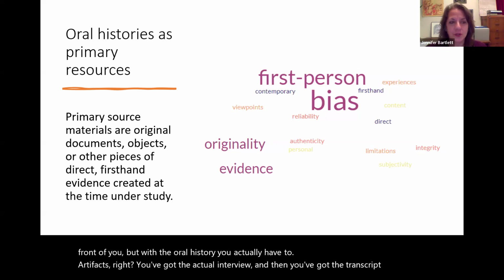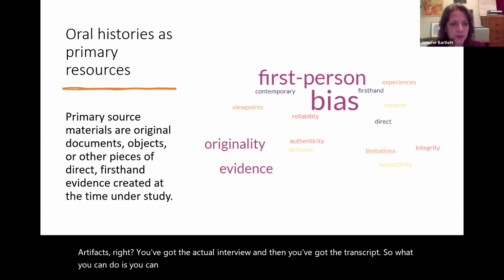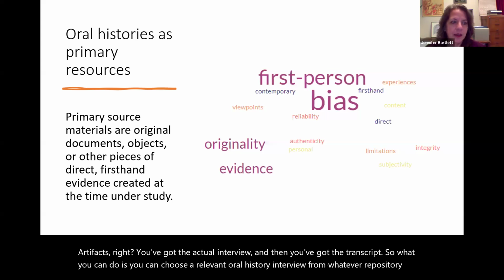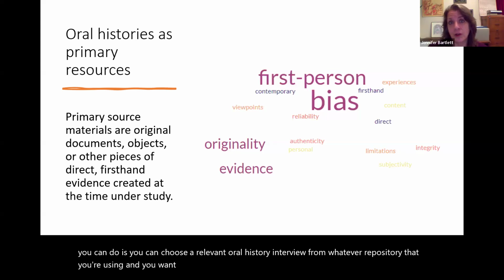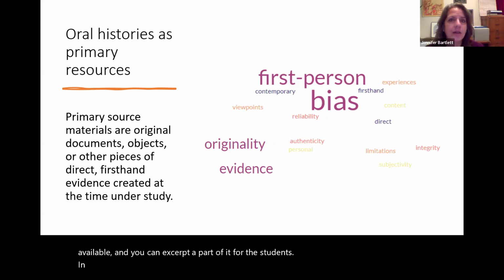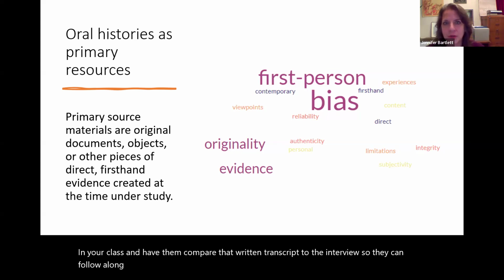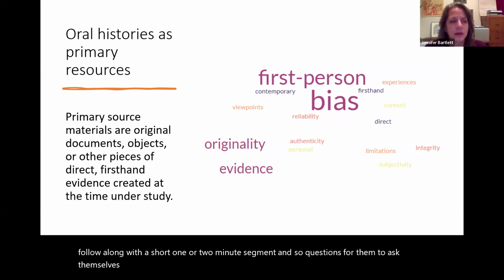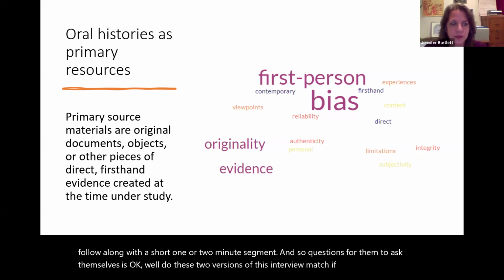So what you can do is you can choose a relevant oral history interview from whatever repository that you're using, and you want something that has both the audio, video, and the transcript available, and you can excerpt a part of it for the students in your class and have them compare that written transcript to the interview, so they can follow along with a short 1 or 2 minute segment. And so questions for them to ask themselves is, okay, well, do these two versions of this interview match? If not, what is different?